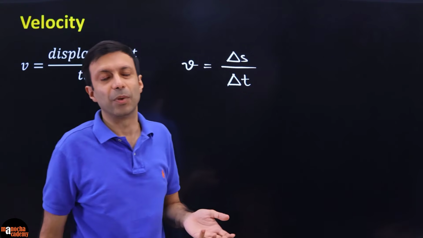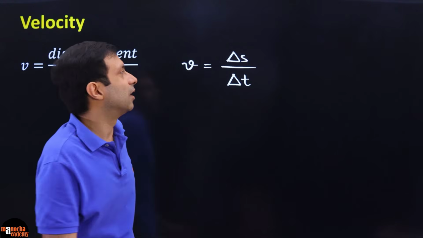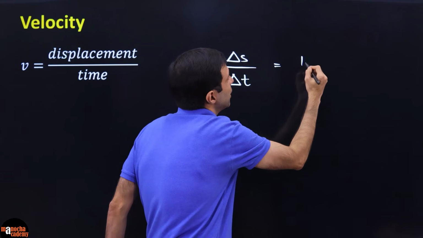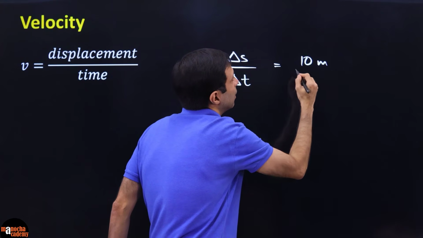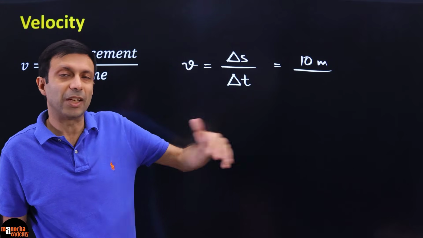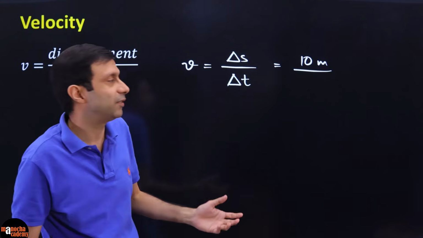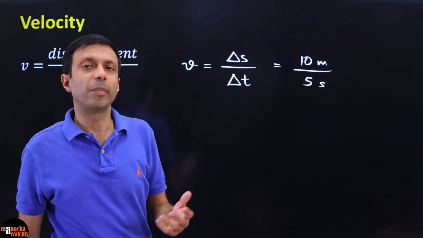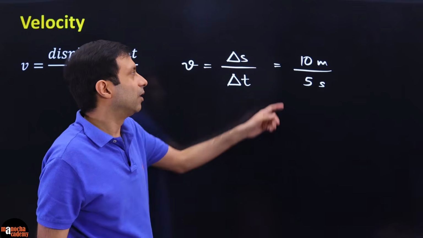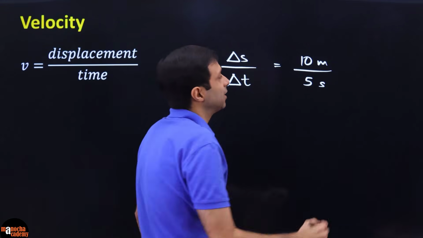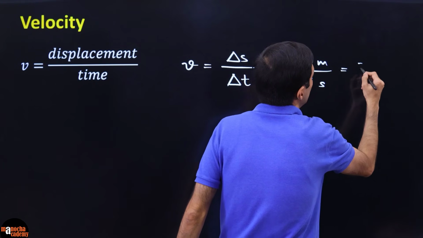So let's take an example. Let's say a body travels a distance of 10 meters. So the displacement is 10 meters here. And let's say the time interval is 5 seconds. So we have measured its displacement over 5 seconds. So what will be the velocity of the body? Very simple. Change of displacement by time. So 10 meters by 5 seconds, it's going to be 2 meters per second.